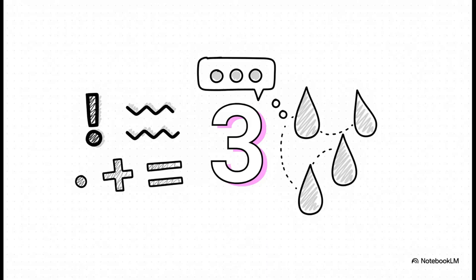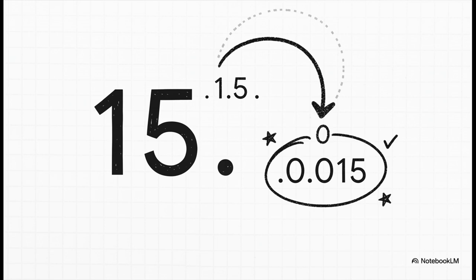Now for step 2, let's count. In 0.5, we have 1 number after the decimal point. In 0.03, we have 2 numbers. So what's 1 plus 2? It's 3. That's our magic number. Remember it, 3. And now for the final step.